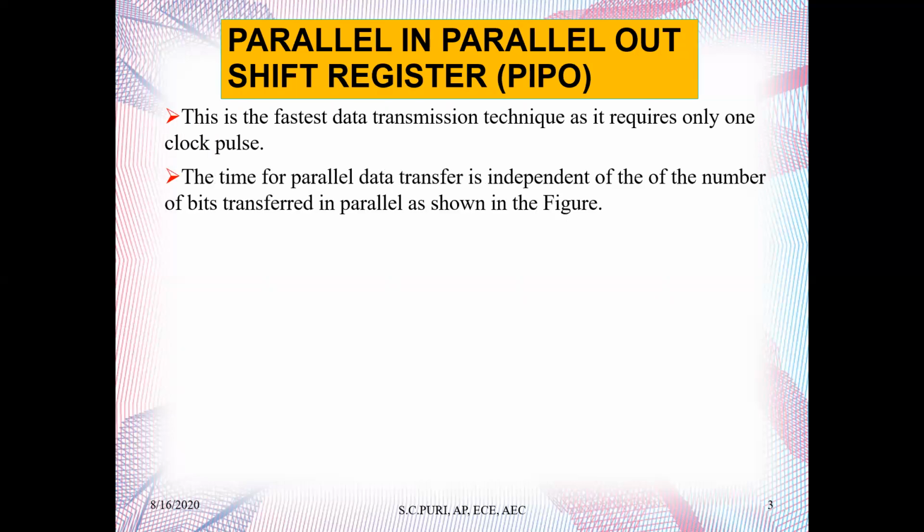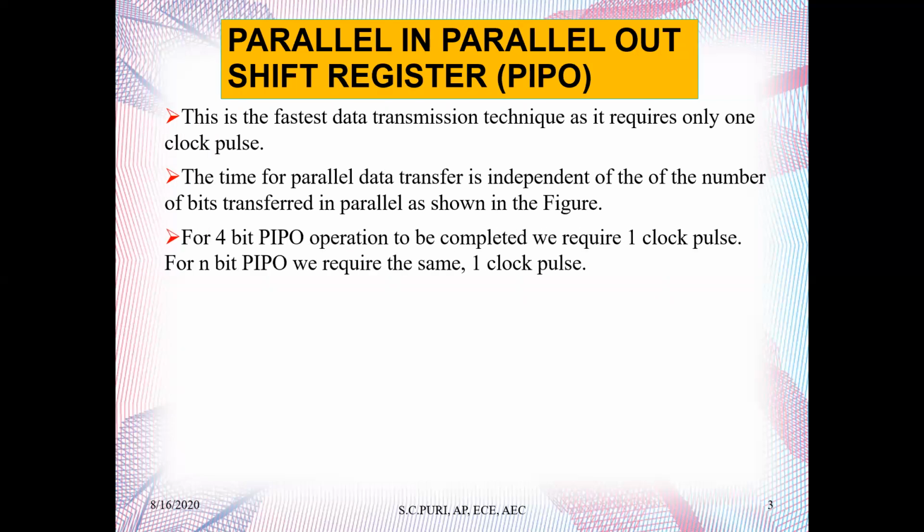The time for parallel data transfer is independent of the number of bits transferred in parallel, as shown in the figure. For a 4-bit PIPO operation to be completed, we require one clock pulse. For n-bit PIPO, we require the same one clock. That's the most advantageous part: even if you have an n-bit register, you require only one clock to completely take the data.